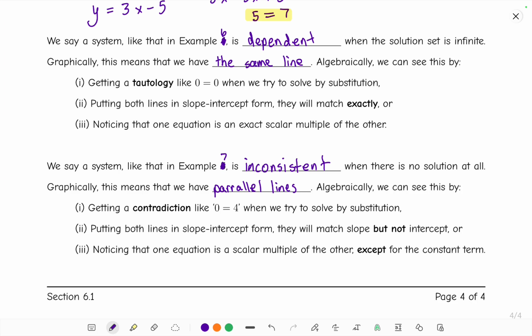Putting both lines in slope-intercept form, the slope will match, but the intercept won't. Or noticing that one equation is a scalar multiple of the other, except for the constant term. Again, that one takes a little bit more ingenuity than the other two. And just like how I gave you a definition of dependent and just said if it's not this, it's independent, here's your definition of inconsistent. If it's not this, then it's consistent. So if there's one solution or infinitely many solutions, we say it's consistent.